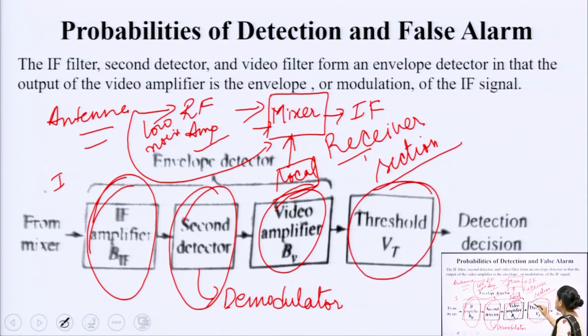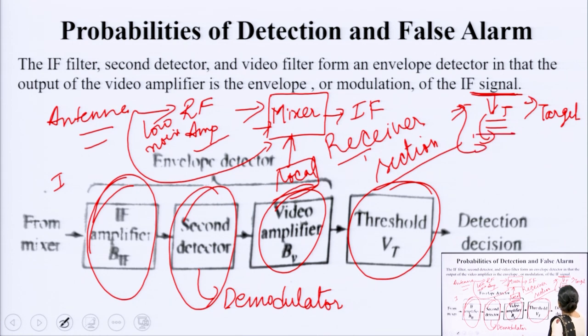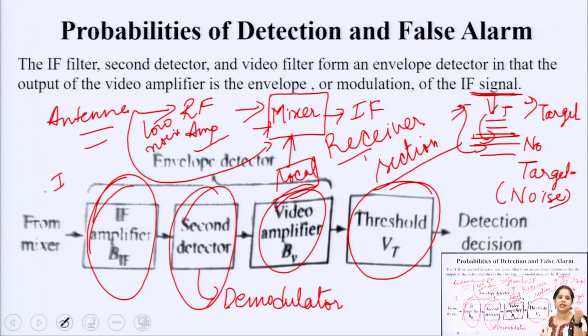Now comes the threshold. What is the function of a threshold? The threshold basically sets a value, VT, for example. If the signal coming out of here is above this value, then we can say that our target exists. And if the incoming signal value is below this VT, then we can say there is no target and only noise is present. So, what is this? Basically, this is our false alarm. If a target is detected, then it is called the detection. And when no target is detected, only noise is detected, that is basically our false alarm.